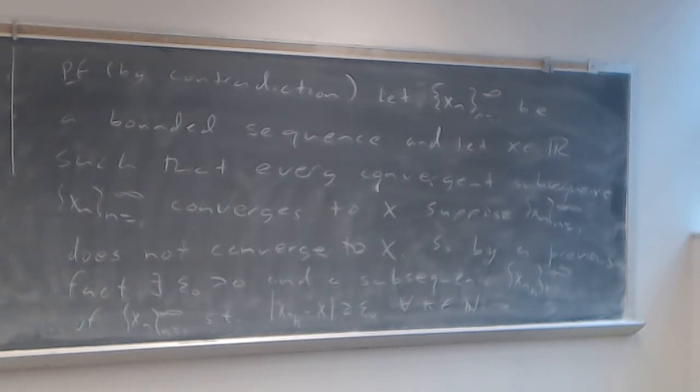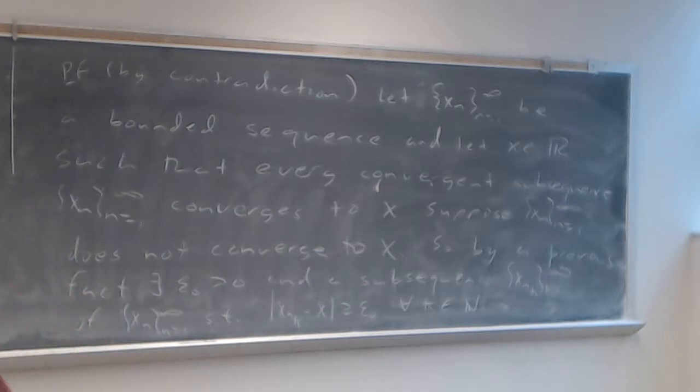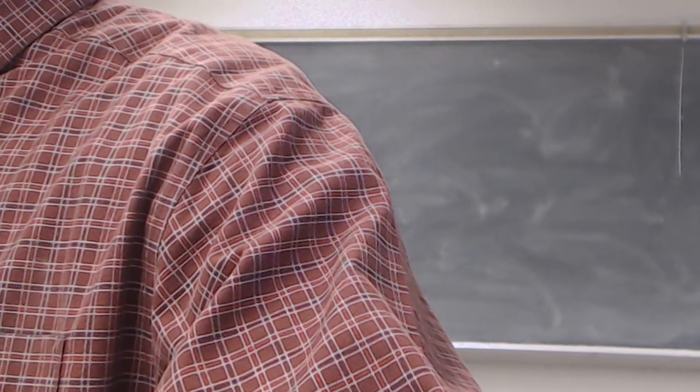No, that's okay. That's not a contradiction. Maybe that subsequence doesn't converge at all. But let's remember what we're assuming about x of n itself. It's a what kind of sequence? Bounded. That's right, Megan. It's bounded. And that means that the subsequence x of n sub k is also bounded. Okay?